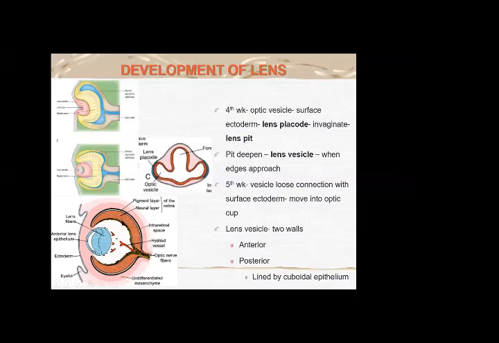Now, all this area is surrounded by mesenchyme. So, as the lens vesicle develops, it sinks down deeper into what is called the optic cup. Okay?